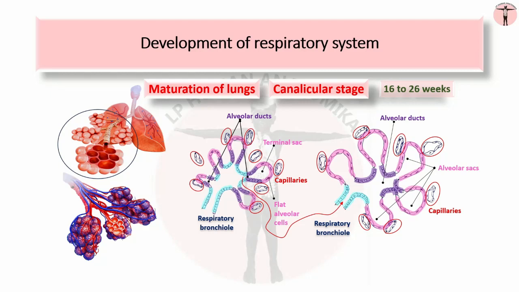Respiration is possible toward the end of the canalicular stage because some thin-walled terminal sacs or primordial alveoli have developed at the ends of the respiratory bronchioles and the lung tissue is well vascularized. Although a fetus born at 24 to 26 weeks may survive if given intensive care, it often dies because its respiratory and other systems are relatively immature.